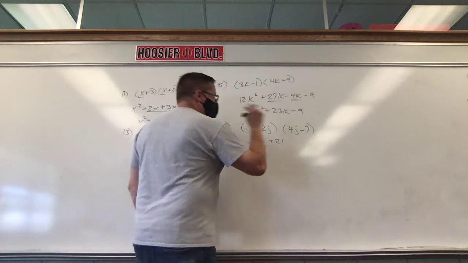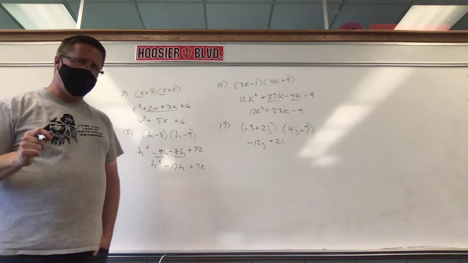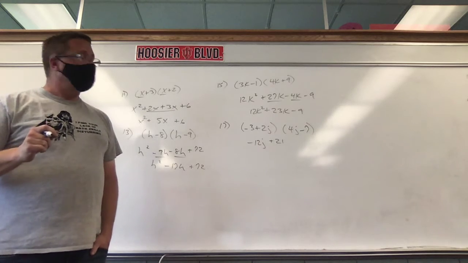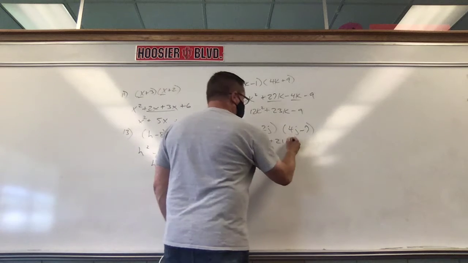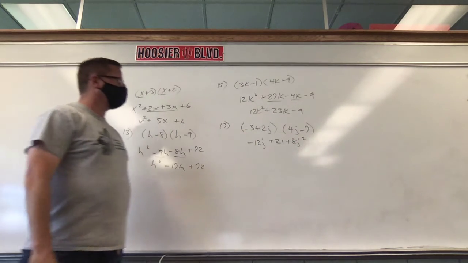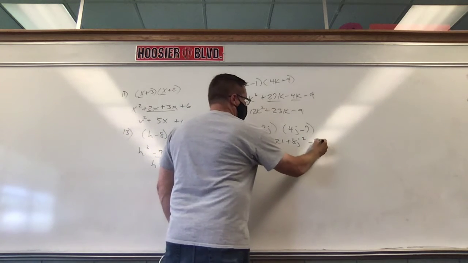Inners. 2j and 4j. And be careful here. Students will say 6j. How'd they get 6j? They added. And we're not supposed to add. So it's times. And then they'll say 8j. It's not 8j. It's 8j squared. j times j is j squared. Lasts. 2j and negative 7. Negative 14j.